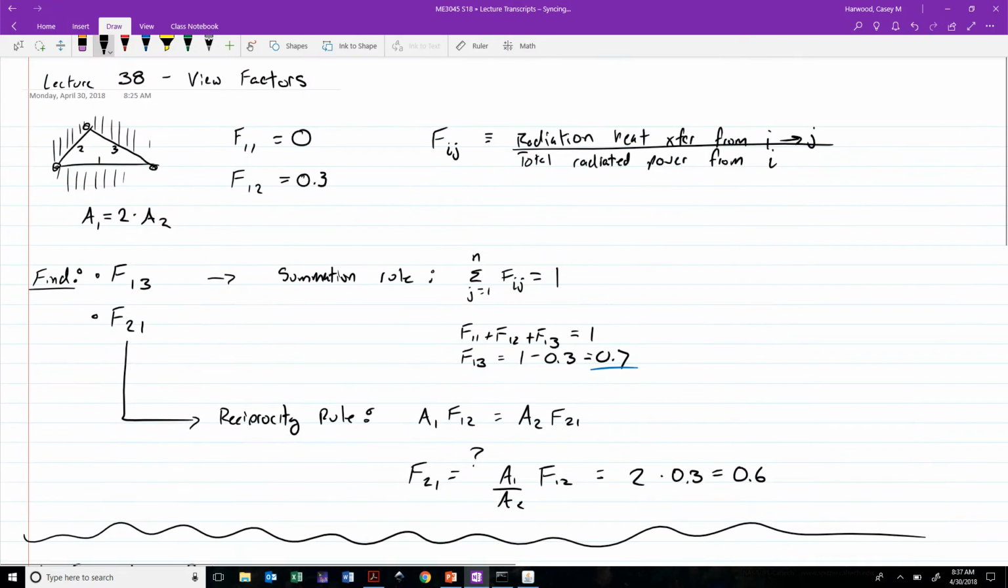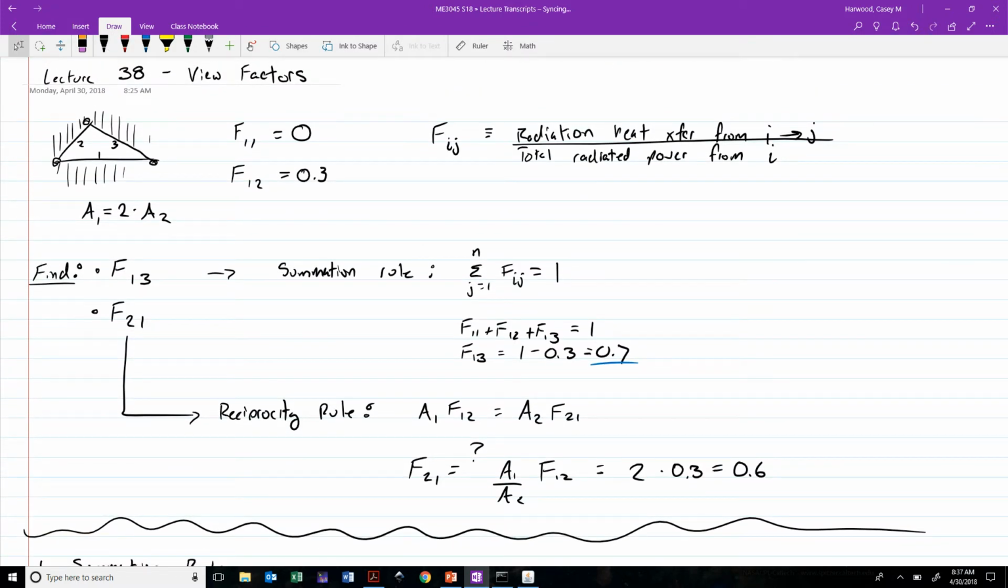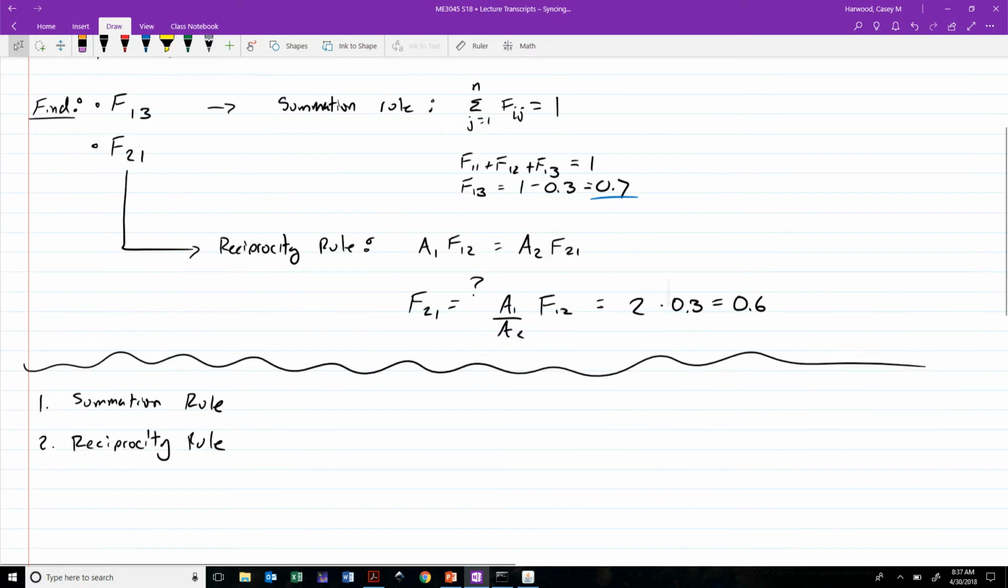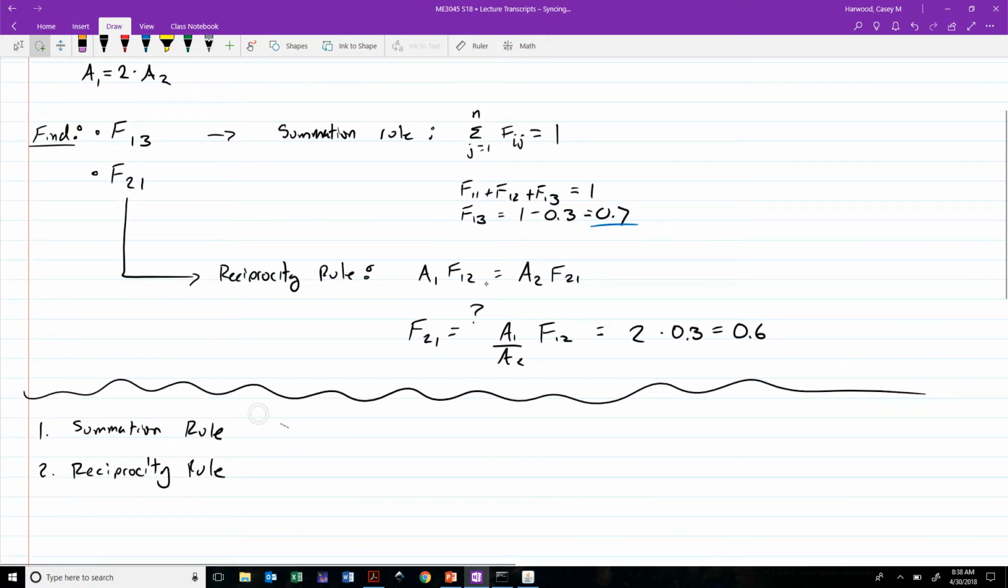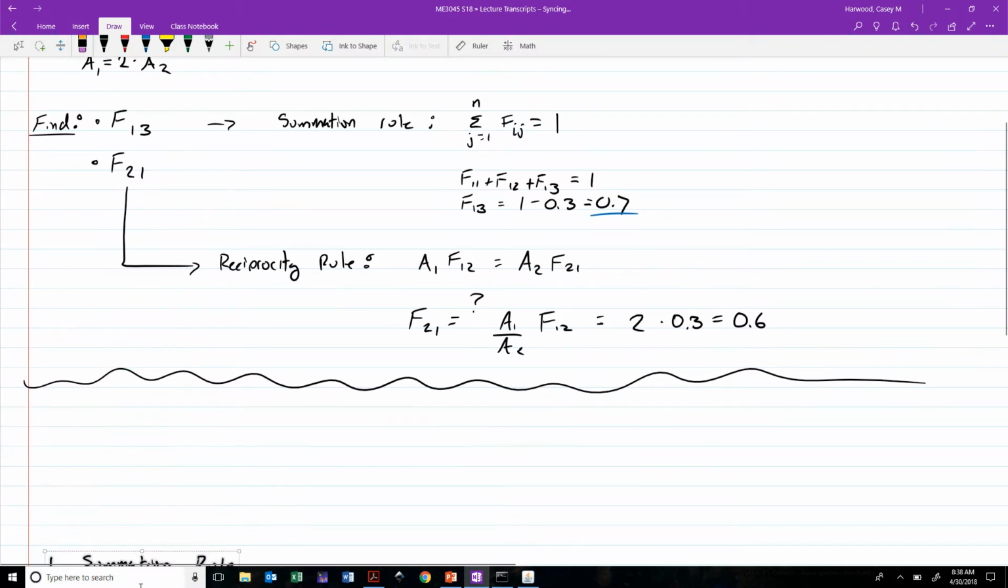Well, actually, before I get into the additive rule, I want to address one thing in this example. Here you were given F11 equals 0. But in general, there's a question of what is a surface's view factor with itself? What does that actually represent? There are a couple of rules of thumb here. I'm going to move these down out of the way.